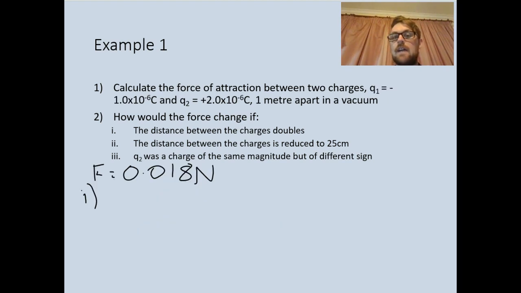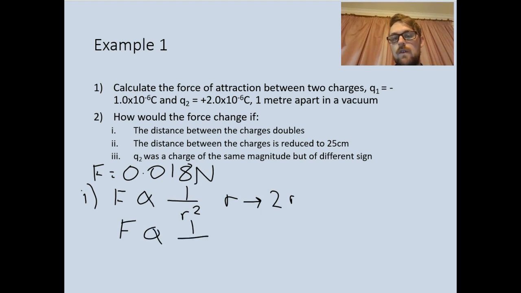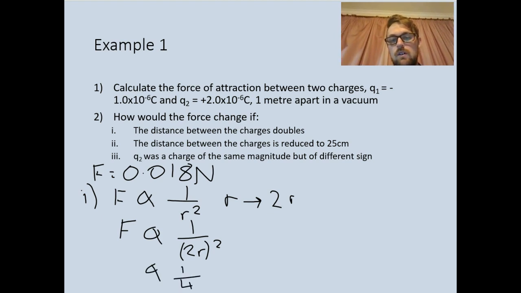All right, so part 2, we've been asked to calculate how the force would change if the distance between the charges doubles. I've brought over the force that we know, and the distance between the charges doubles, so R becomes 2R. We know the force is proportional to, we want to see how it relates to R. R's on the bottom and it's squared, so force is proportional to 1 on R squared. If R changes, it's going to change by the inverse square. So I make R double, go to 2R, so F is now proportional to 1 over 2R. I've changed my R to 2R, and I want to make sure I square that 2 as well. Eventually I get 1 on 4R squared.